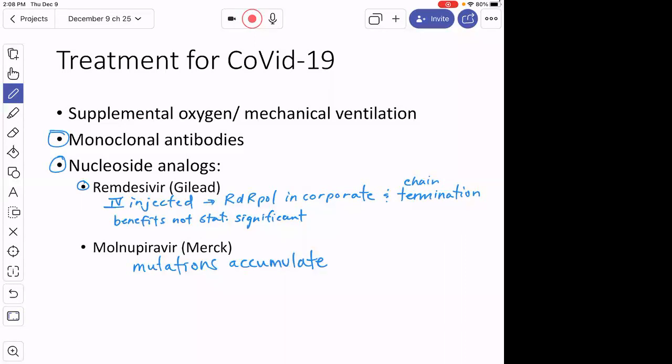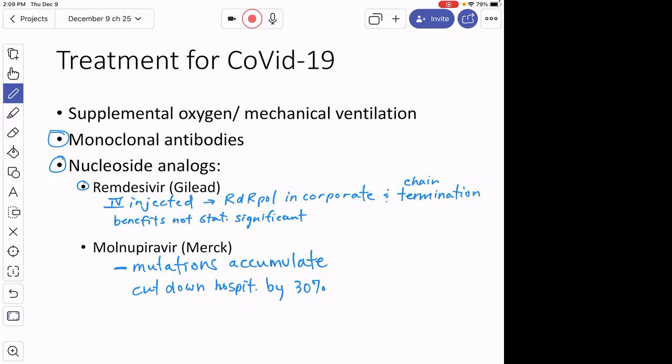Okay, so not a chain terminator, but lots of mutations. When the FDA advisory committee looked at the data for this, 13 voted to approve it and 10 voted not to approve it. Maybe they're saying it cuts down serious disease or hospitalizations by 30%. So a good portion of the FDA advisory committee said the benefits of this do not outweigh the possible side effects of it. And when they were talking about side effects, basically this is a mutagen.